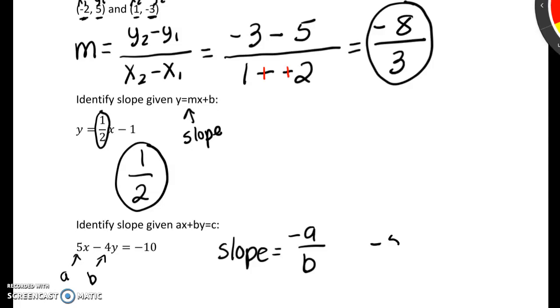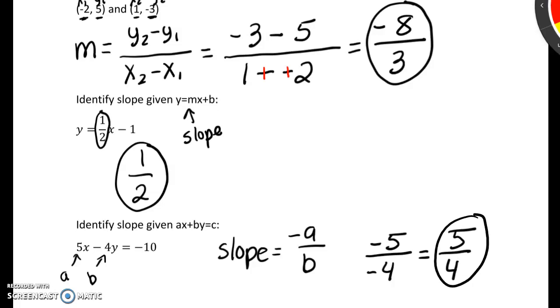So I would have negative 5, because I make it the a negative, over b, which is negative 4. And remember, a negative divided by negative is positive. So I end up with 5/4, and that is my slope. And that is Chapter 2, Priority Standard number 2, Finding Slope.